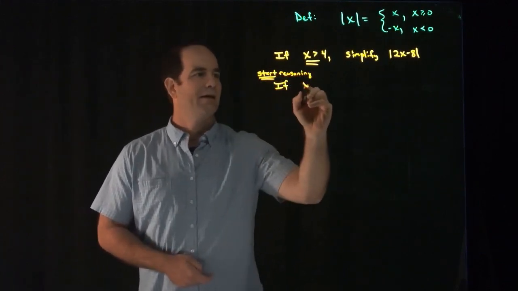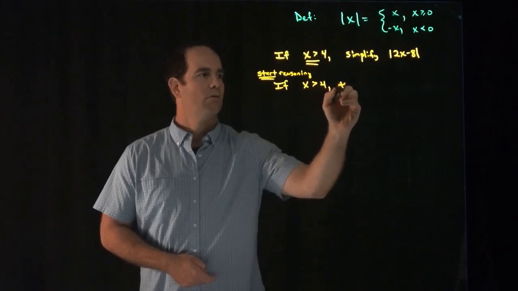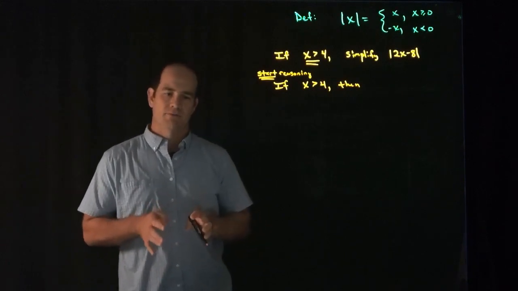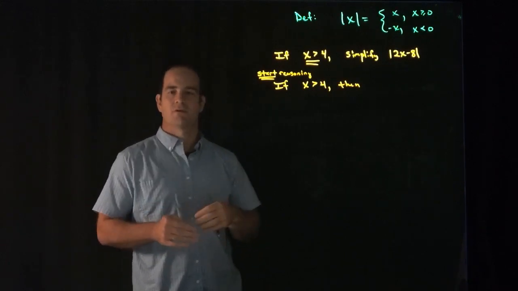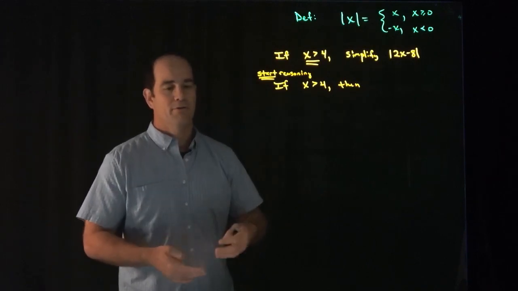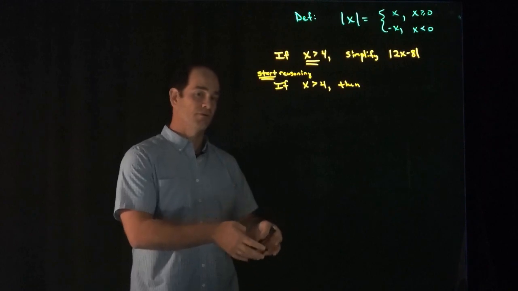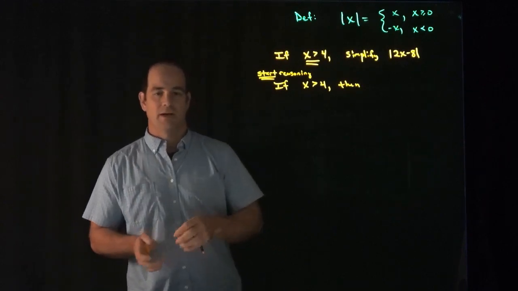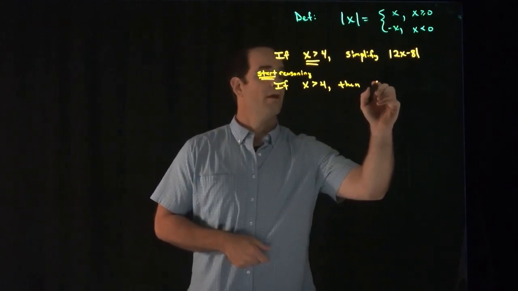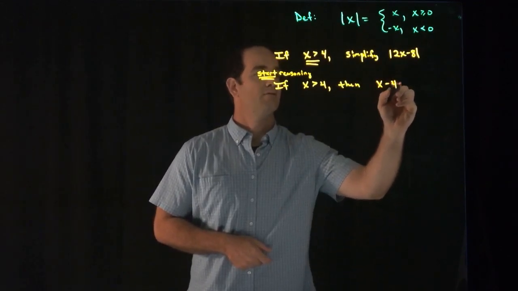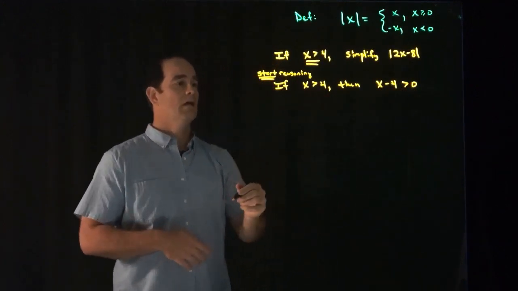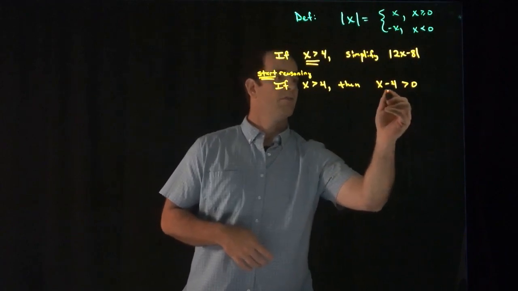So if x is greater than 4, what kind of conclusion can we make? You want absolute value to involve some sort of comparison to 0. Because we know with numbers that are bigger than 0, absolute value just returns what you've got. Values that are less than 0, absolute value changes the sign. So if x is greater than 4, then I can also say that x minus 4 is greater than 0.